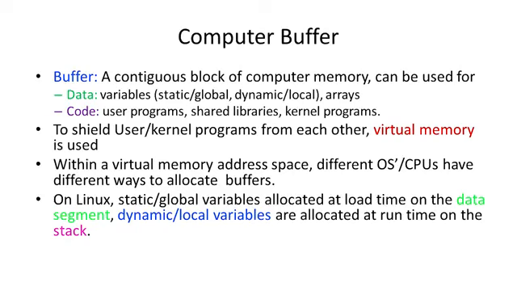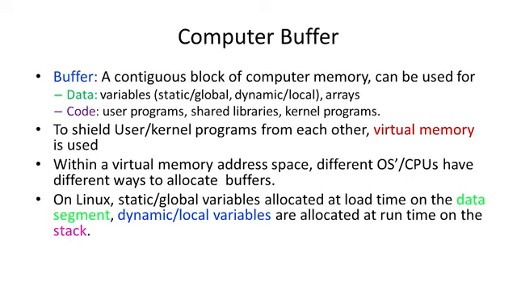A buffer in computer terms is defined as a continuous block of memory that can be used for, one, data, which can be used to store data for variables, either static, global, dynamic, or local variables, and arrays. Second, the code. We have user programs, shared libraries, and kernel programs that contain instructions for execution. To shield the user and kernel programs from each other, virtual memory is used in modern operating systems. Within a virtual memory address space, different operating systems and CPUs have different ways to organize and allocate the buffer for different regions of data.